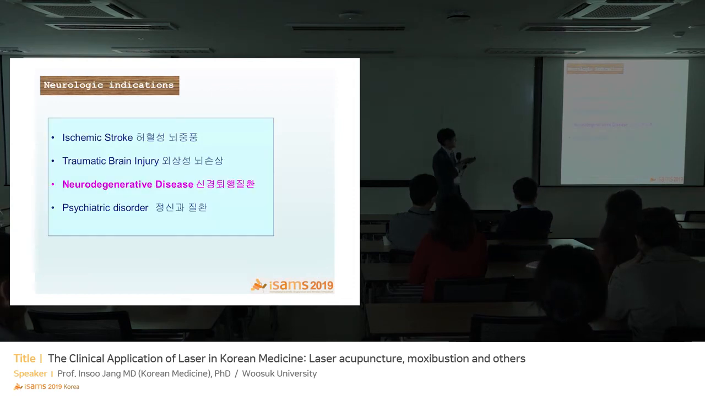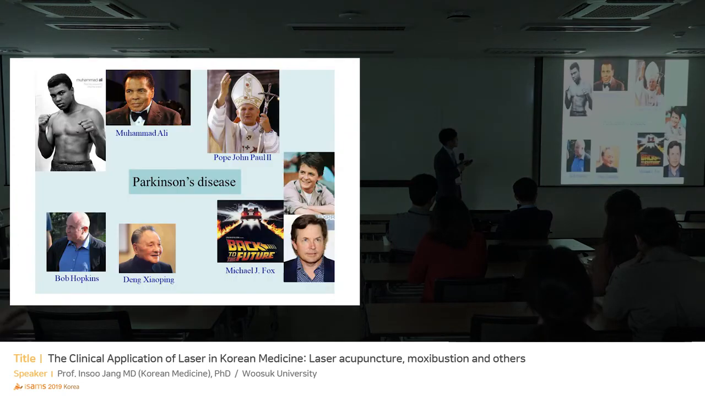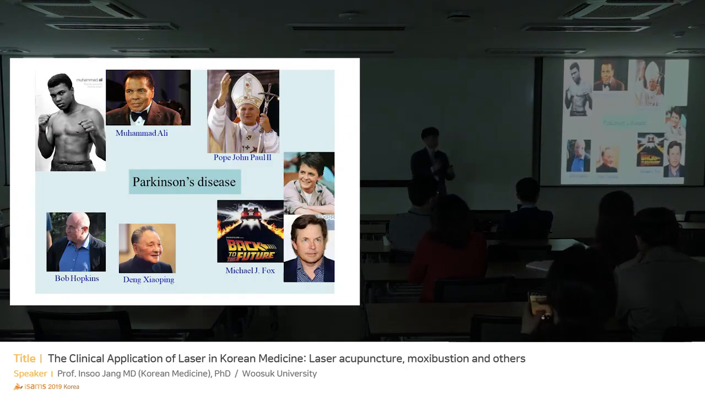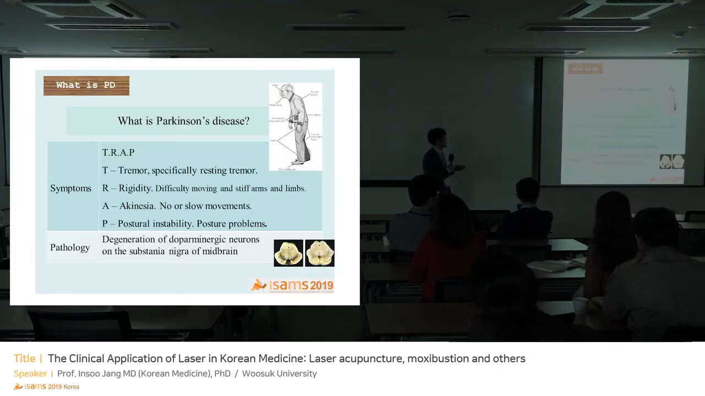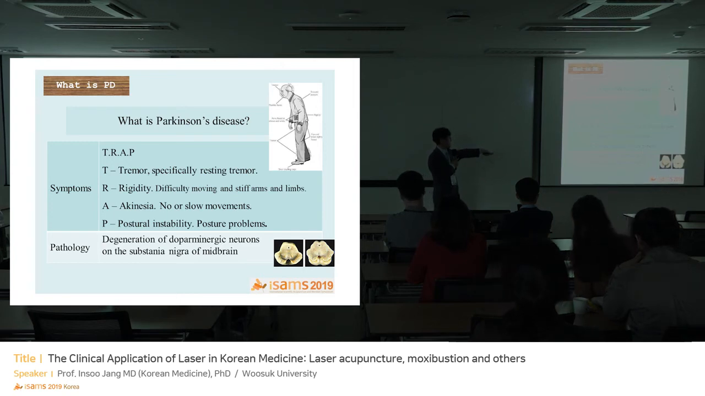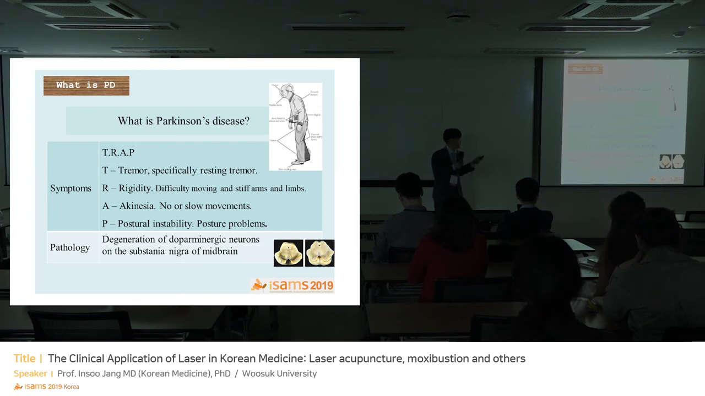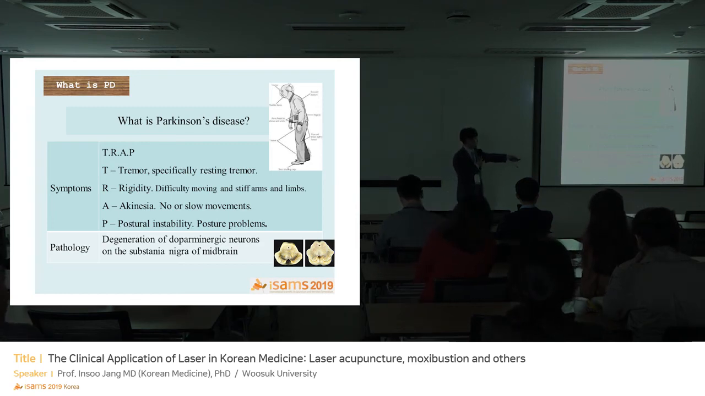And the other indication is a neurodegenerative disease, Parkinson's disease. Some celebrities and leaders of our society have Parkinson's disease. What is Parkinson's disease? It's defined by the TRAP symptoms. TRAP means tremor, especially resting tremor, rigidity, akinesia, and postural instability. The pathology is based on the degeneration of dopaminergic neurons in the substantia nigra of the midbrain.